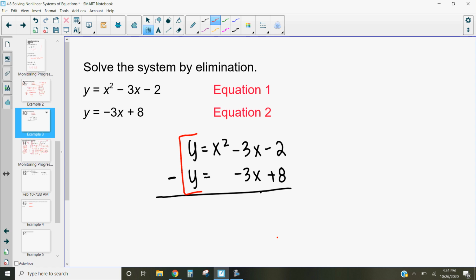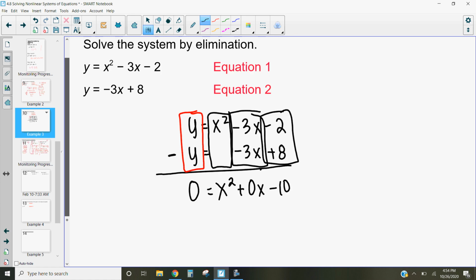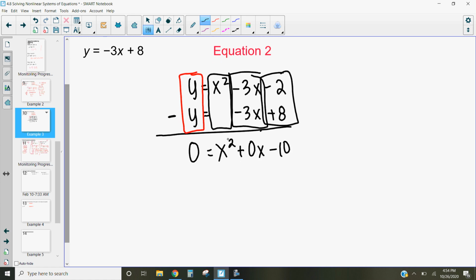So first I'm going to start with my y's. y minus y is 0. And then we'll start with our next piece. x squared minus nothing, well, that's x squared. Negative 3x minus negative 3x, well, that's 0x. And negative 2 minus 8 is going to give us a negative 10. So we end up getting x squared plus 0x minus 10. Now this plus 0x we can disappear and not write.